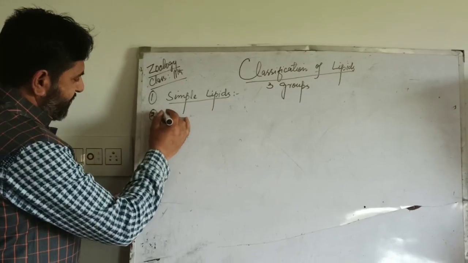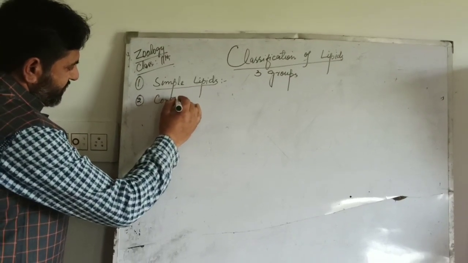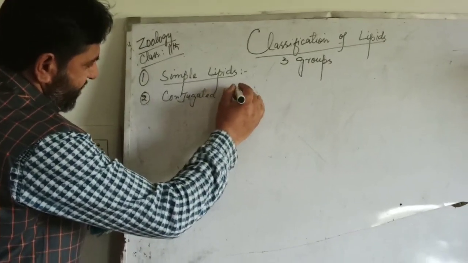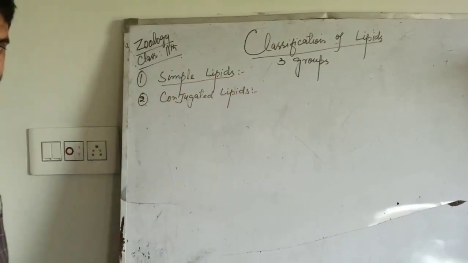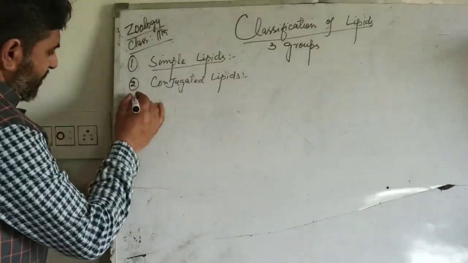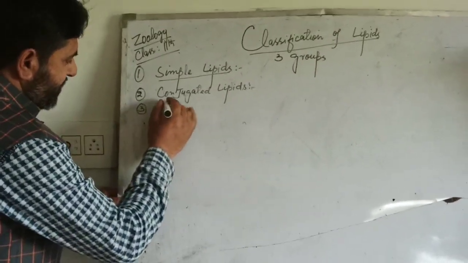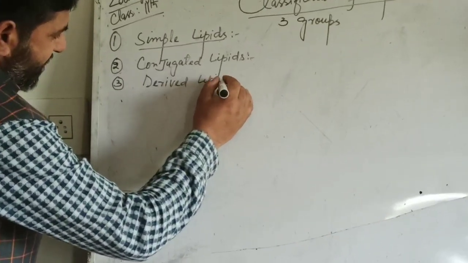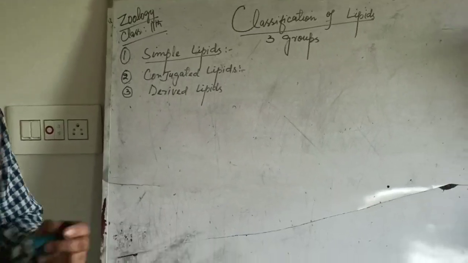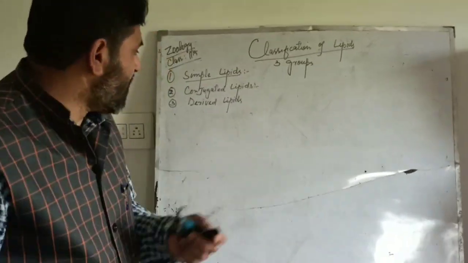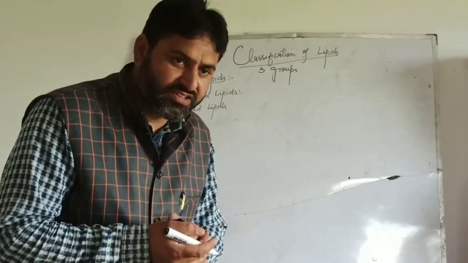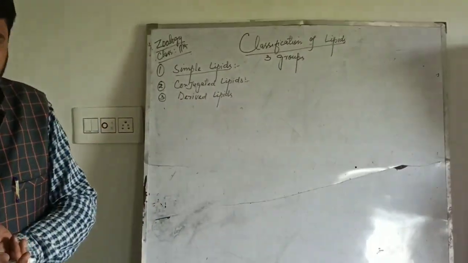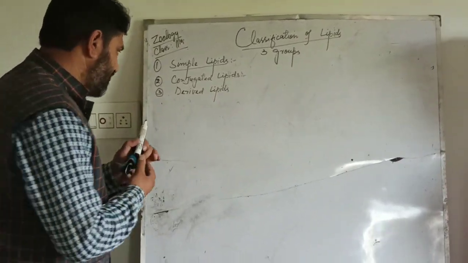The second type of lipids are known as conjugated lipids. The third type of lipids are known as derived lipids. So lipids are divided into three classes: simple lipids, conjugated lipids, and derived lipids.